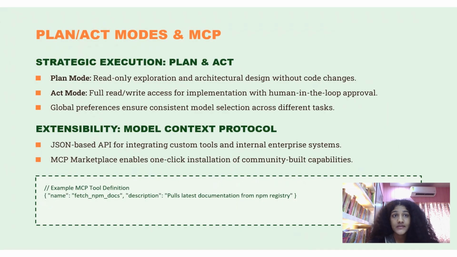Klein works in two main steps: planning and acting. In plan mode, the AI just talks to you. It looks at your project and says, here is how I think we should build this. It does not change any code yet. This gives you time to think and say yes or no to its idea. Once you both agree on the plan, you switch to act mode. This is when the AI actually starts writing the code and creating files. This two-step process makes sure that the AI does not start doing things randomly and helps keep everything organized.